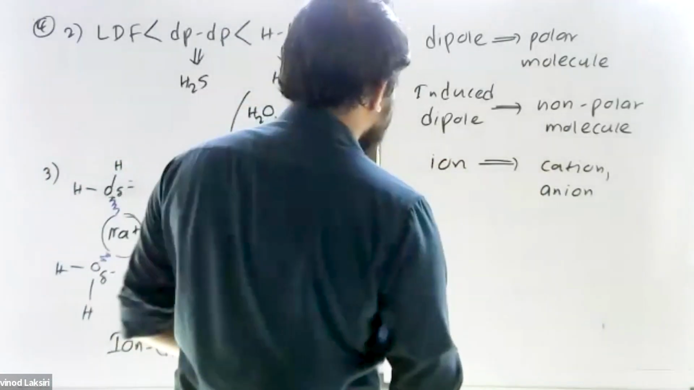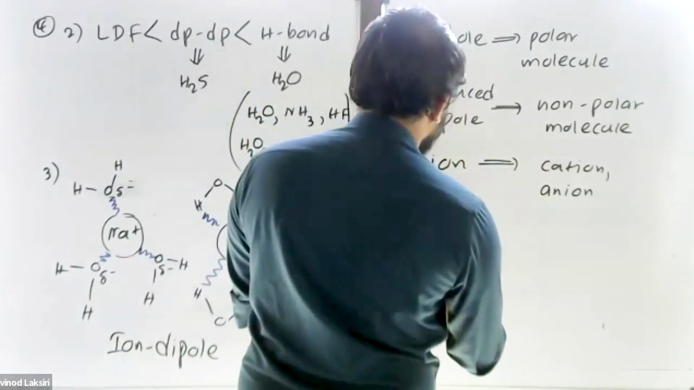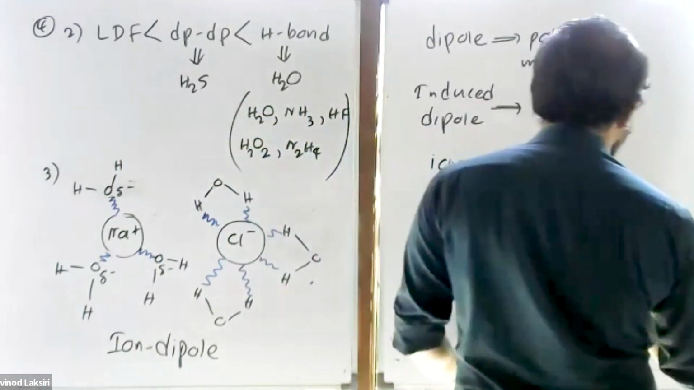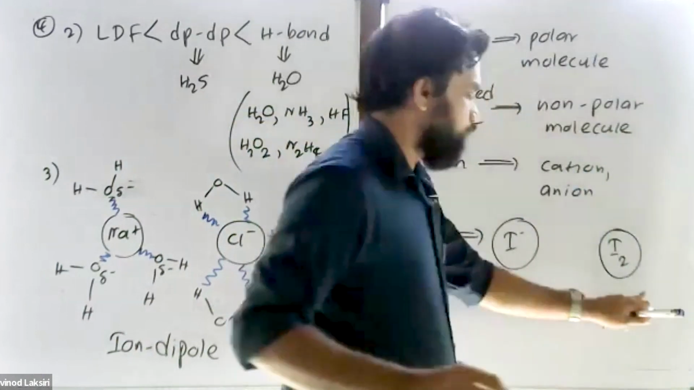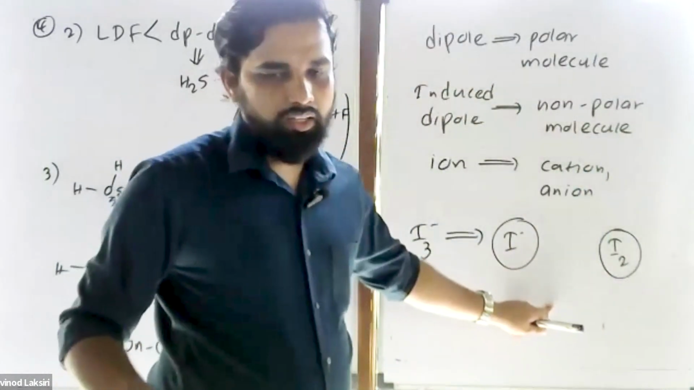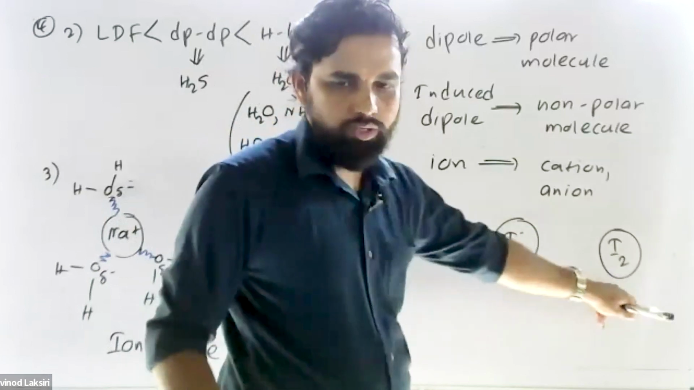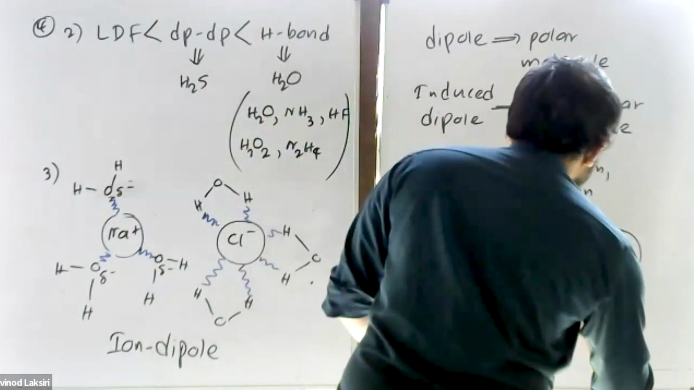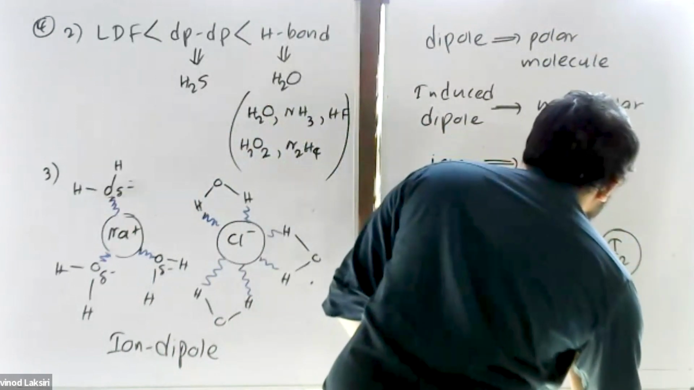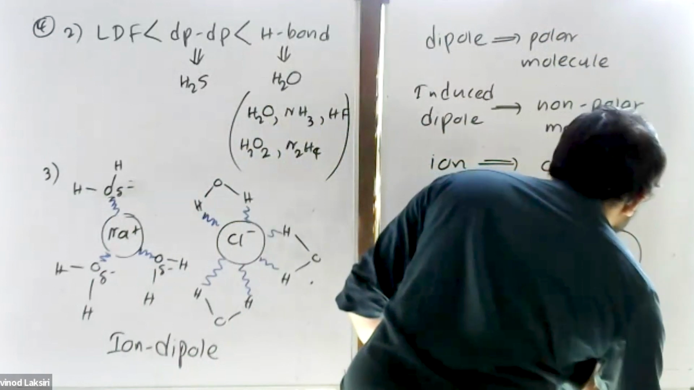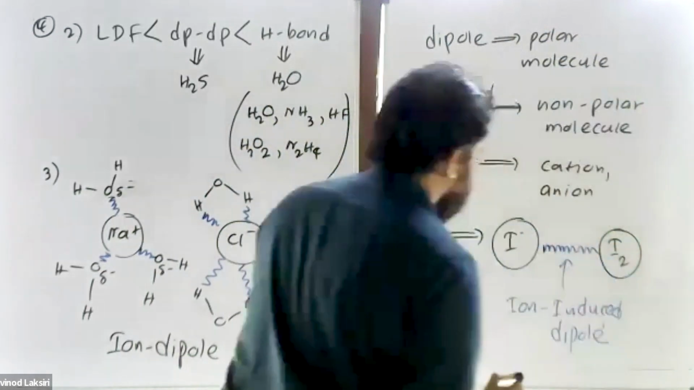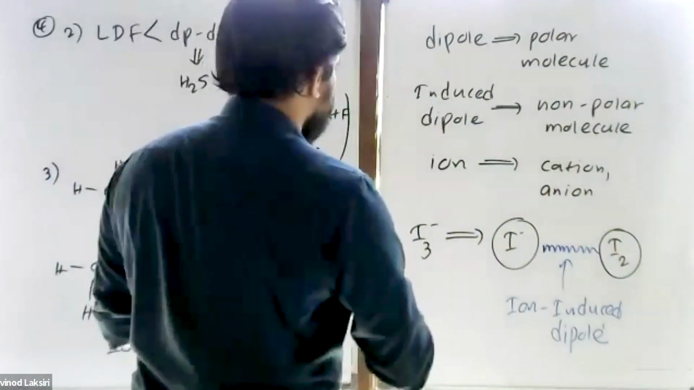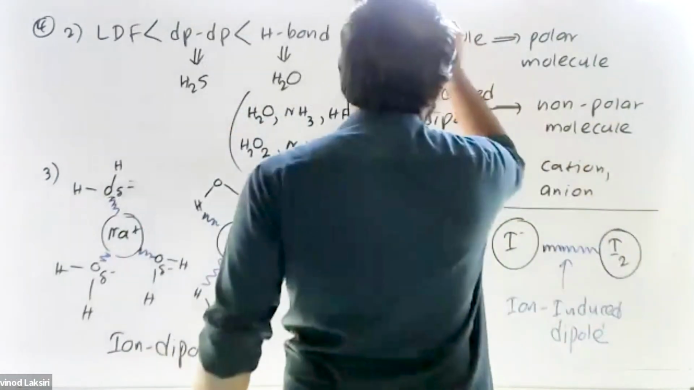What is an example? I3 minus. In I3 minus, in between I minus and I2. I2 is a non-polar molecule. I minus is an ion. Therefore, ion induced dipole. So here what is the interaction? Ion induced dipole. You understand, right? So here it is ion dipole. Therefore, it is false.